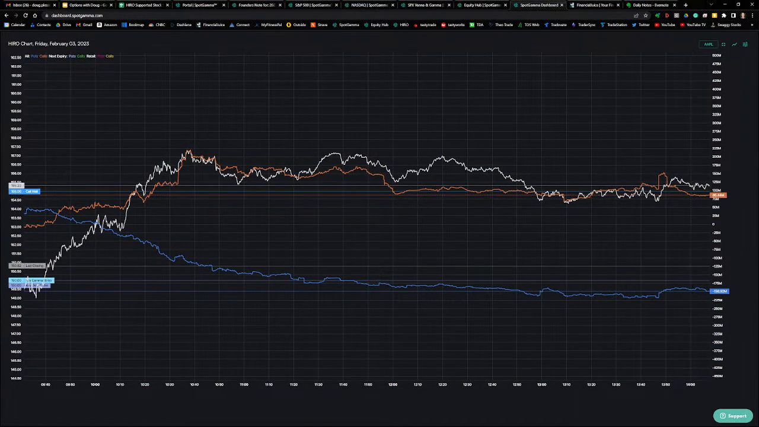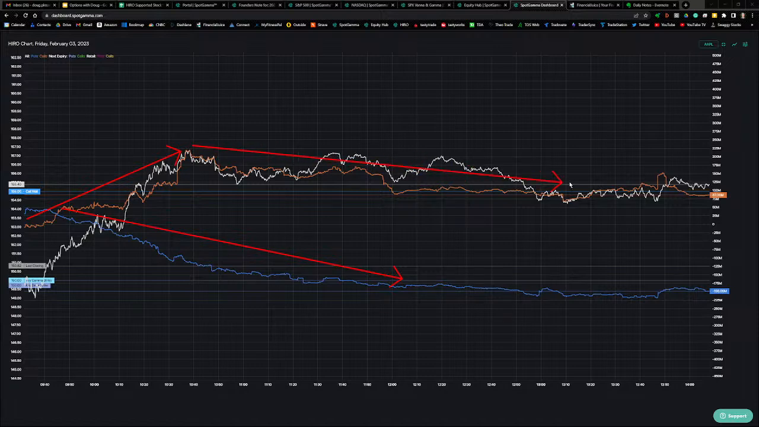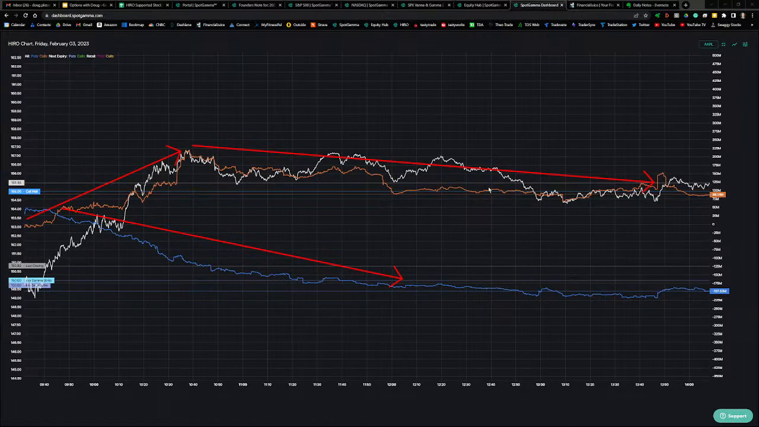And so I've separated out puts and calls here. Calls are shown with the orange line, puts with the blue line. So in the morning, traders were buying calls, and they were buying puts as well. And it looks like they continue to do so. So price was increasing until traders stopped buying calls. Then it has kind of leveled off and chopped up and down, a little bit down.